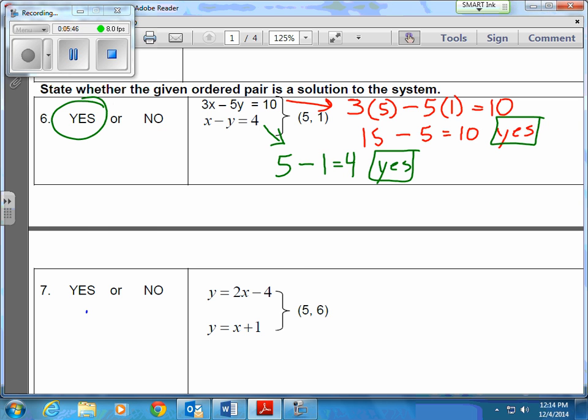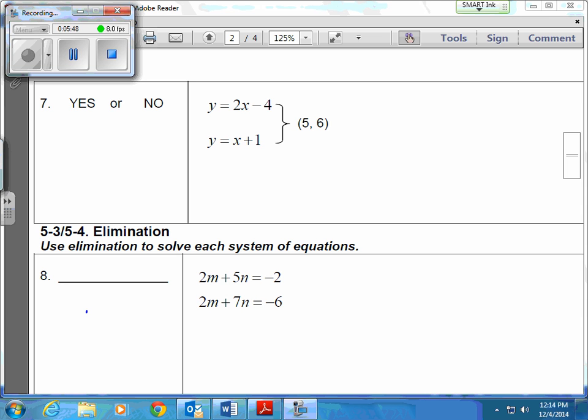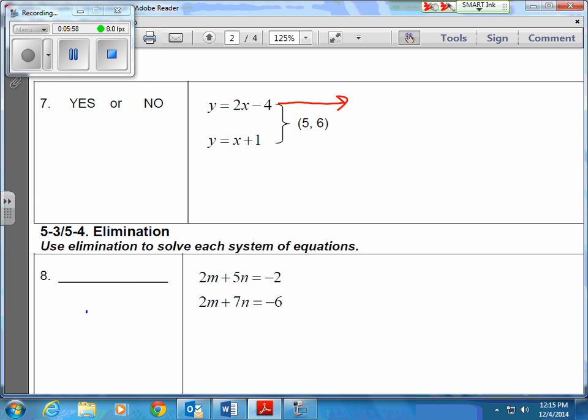It's where they intersect. Now the same type of problem, trying to figure out whether the point (5, 6) is a solution to this system of equations. So again, I'm going to use the top equation. I'm going to put 5 in for x and 6 in for y. So 6 is equal to 2 times 5 minus 4. This is a question. I'm not sure if it works. So is 6 equal to 10 minus 4? Yes. Okay, so the top one works.